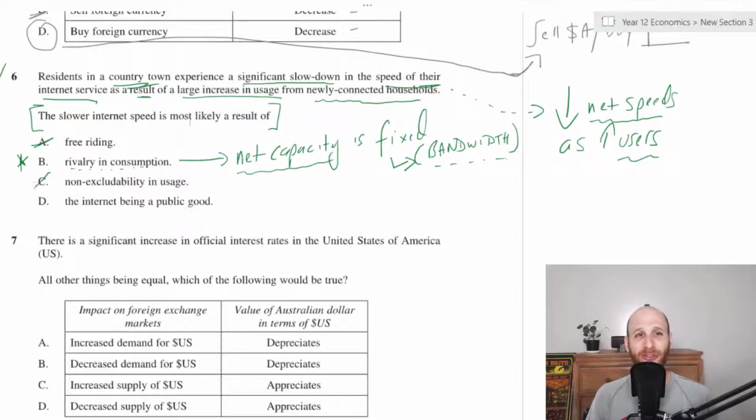Non-excludability in usage. Actually, we can exclude people. If you don't pay for the internet, you can't use it. And the internet is not a public good, right? You have to pay for it. It is excludable and it is rival. So I think B provides us with the best answer here, that if I use the internet, then that can potentially reduce the speeds that you get access to. And I think Nessa agrees with my logic here. 6B. Great. Let's move on to the next one.